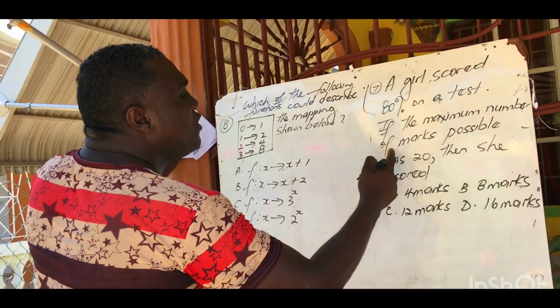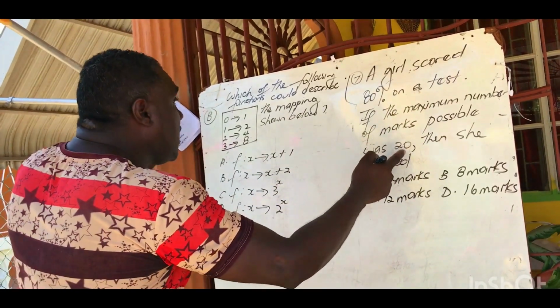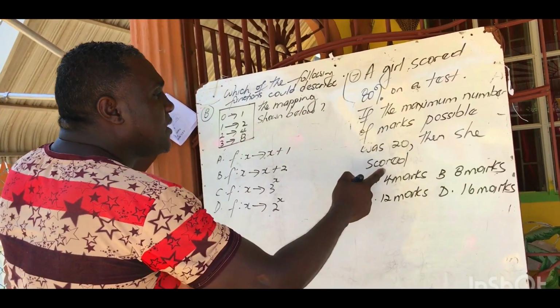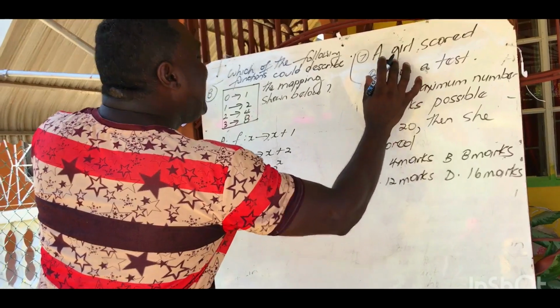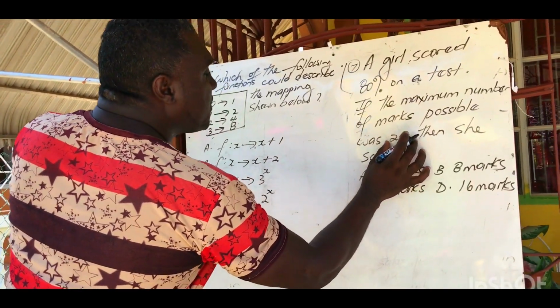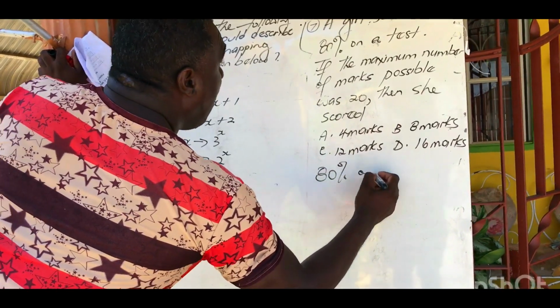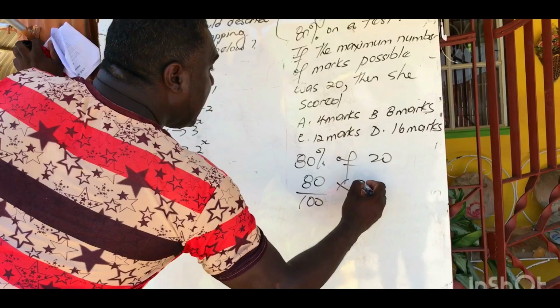So if the maximum number of marks possible was 20, clearly indicating that she didn't get the full 20 marks, then she scored... So what we need to find is the percentage of the full marks that she got. So we write quickly 80% of the 20, which is 80 over 100 times 20.